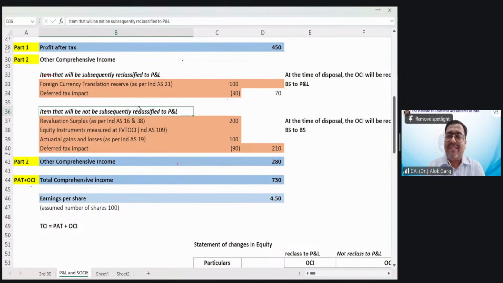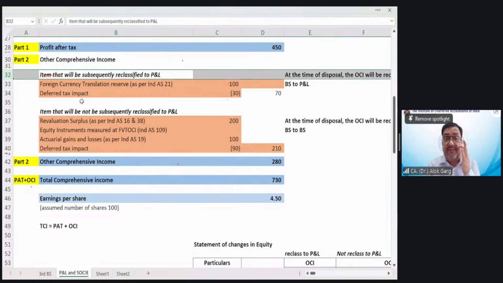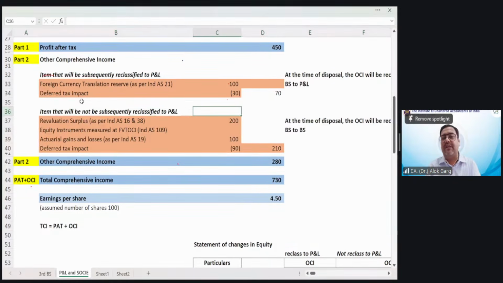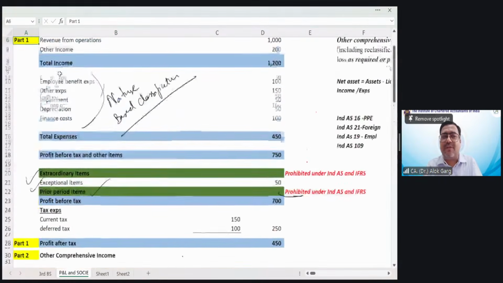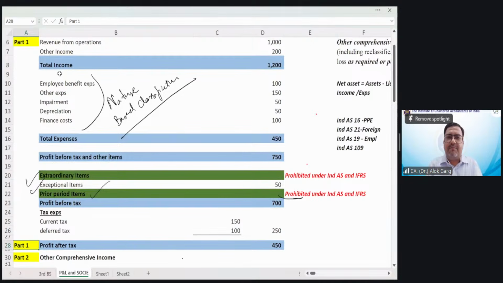Friends, now OCI items have been divided into two parts, right? Number one, items that will be subsequently reclassified to P&L, and items that will not be subsequently reclassified to P&L. What does it mean? When I say items that will be subsequently reclassified to P&L, sir, that P&L is itself an OCI section. Which P&L section is it talking about? Have you seen this part 1 and part 2? What is this part 1? Sir, this part 1 is the normal P&L which we used to prepare, since our childhood.